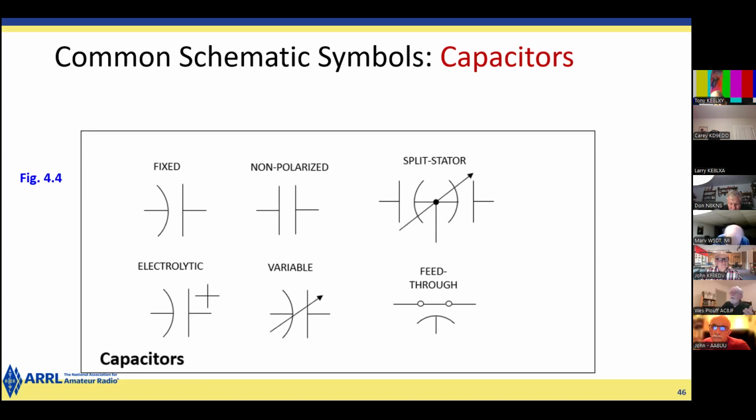But that film only forms when you apply the positive voltage to the positive terminal. If you reverse it, you can blow up, you can get nice smoke to come out of the capacitor.